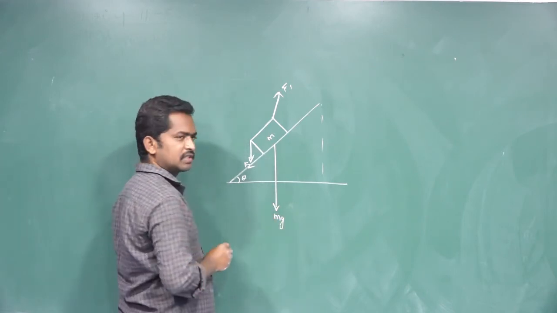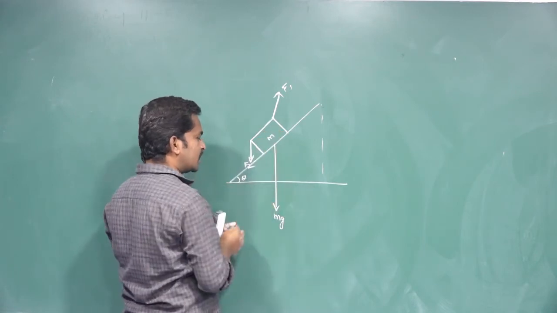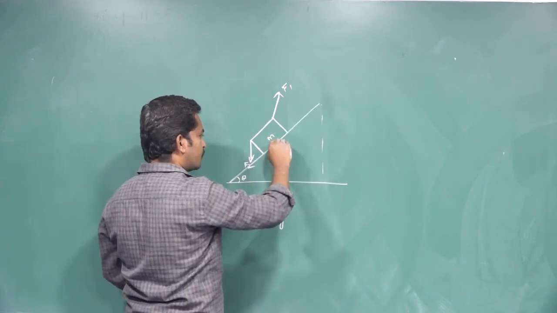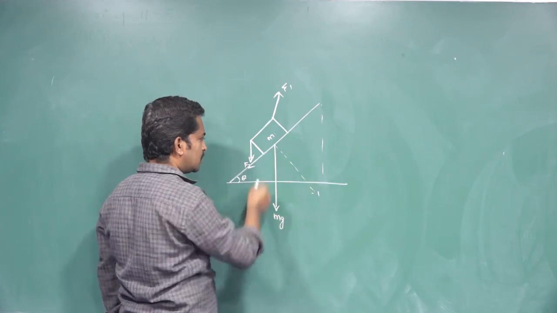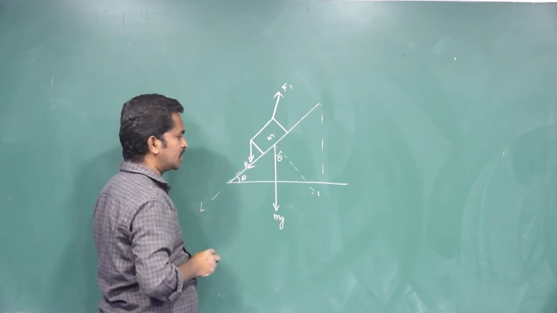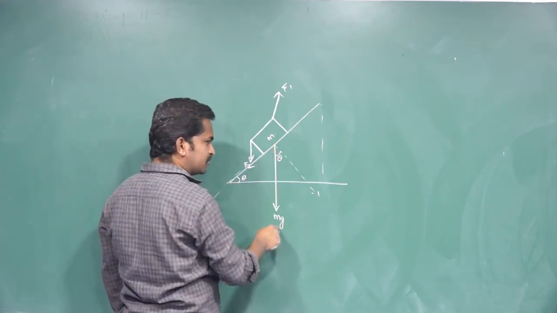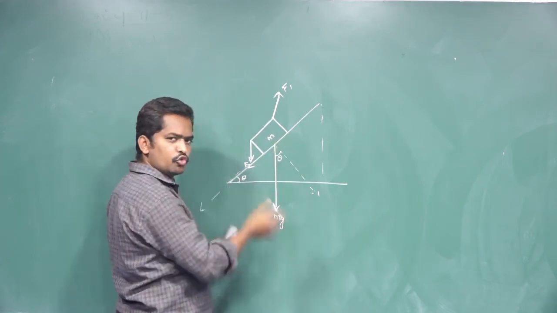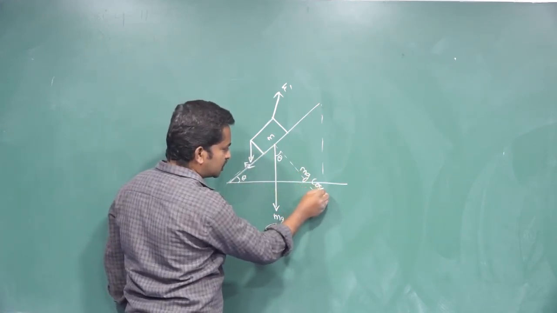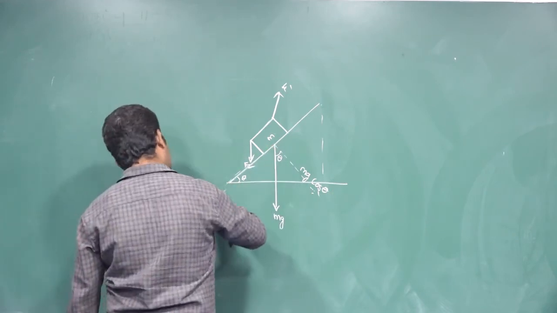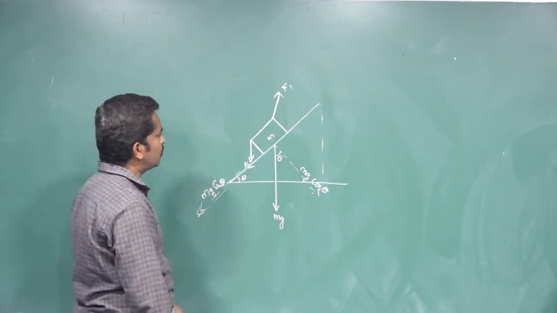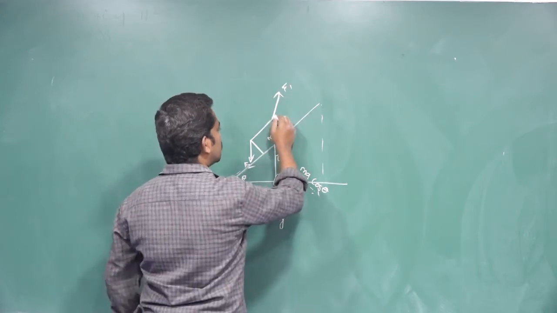This is mg. This net force is divided into two components because it's not a flat surface, just an incline at an angle of theta. This is the horizontal and this is the vertical component. The angle is theta. So this mg downward force is divided into two components, one horizontal and another vertical. This is mg cos theta, and the other component is mg sin theta.